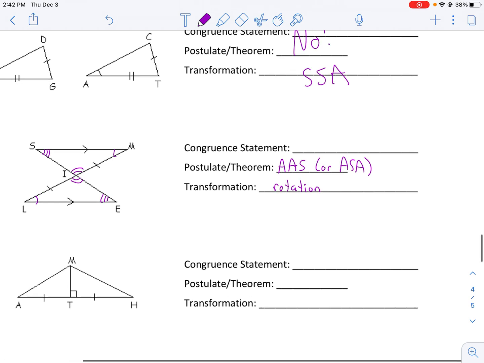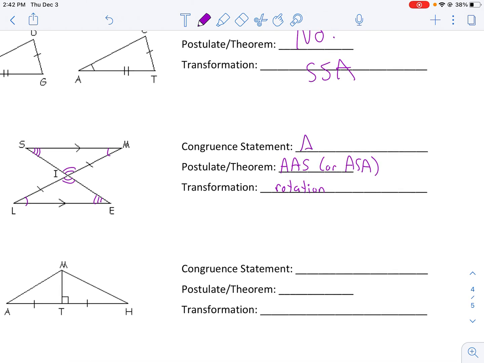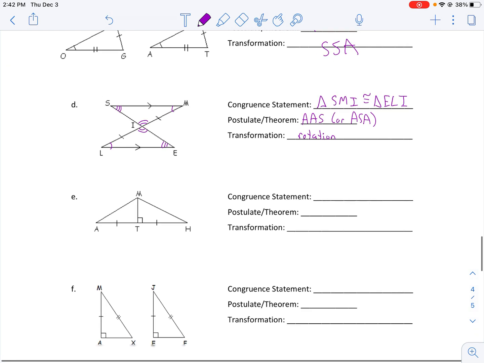And then our congruence statement, let's say it's triangle SMI. So I can name the first triangle however I want. SMI. I could say ISM, whatever. But then the second triangle has to correspond to that. So angle S is congruent to angle E. So I had to call it triangle E. Then I did the single angle label that I did. So then it would have to be L and then I. Okay. E.